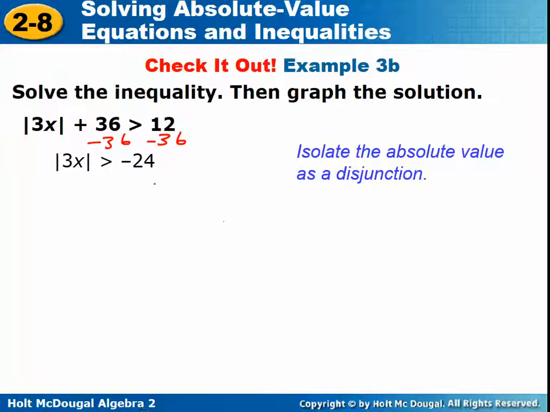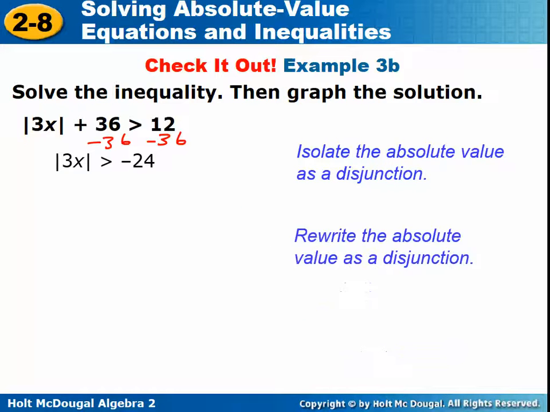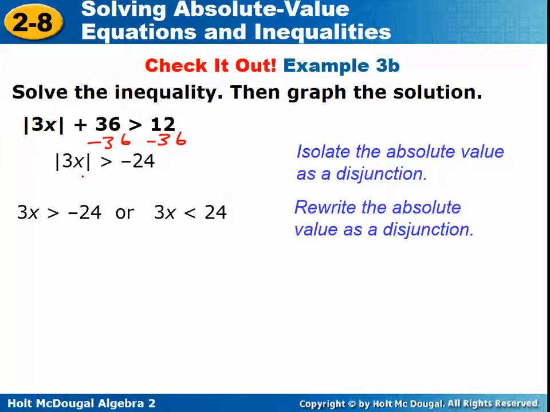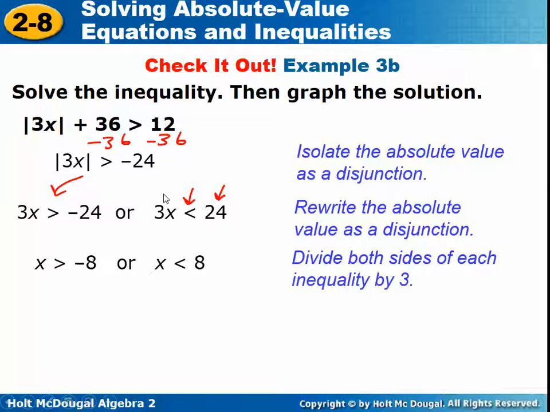Now you might want to think and look here, but I'm going to go ahead and pretend that I didn't think and look and just write down what we would have. We would write one of ours with just dropping the absolute value signs, 3x is greater than negative 24. On the other one, you would switch the greater than to a less than, switch negative 24 to positive 24. Solve both sides, divide by 3. You get x is greater than negative 8, or x is less than 8.